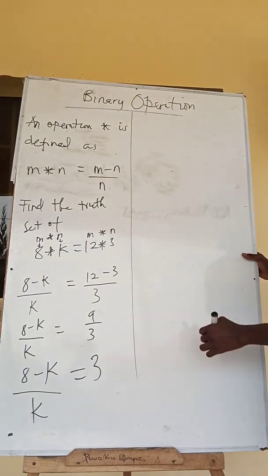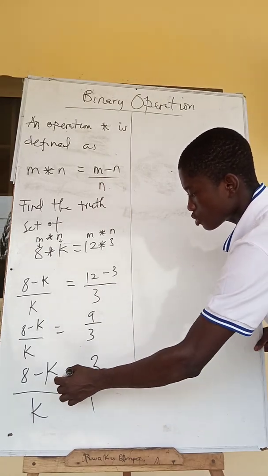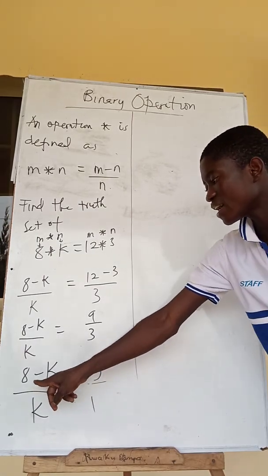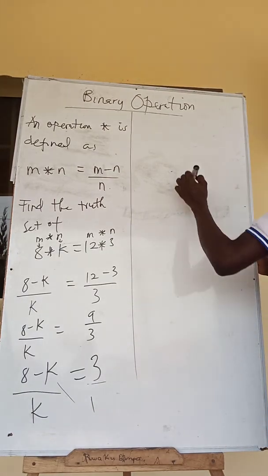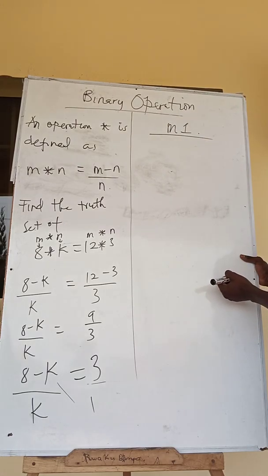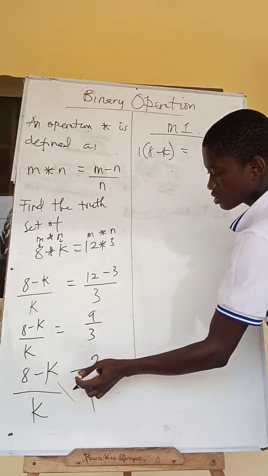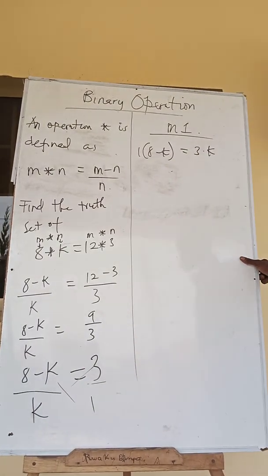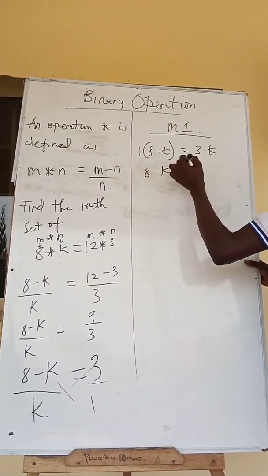Right, so here we can just do cross multiplication. Let's assume this side is over 1. Or you can just find the LCM, then the LCM is k. So k will multiply the numerator and the other side. So the method 1 is cross multiplication. So 1 will multiply 8 minus k, then 3 will multiply k. Sorry, because of my camera. 8 minus k equals 3k.